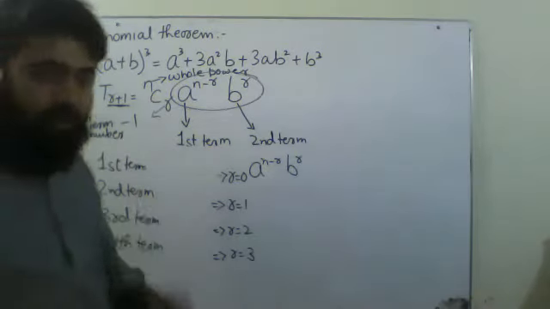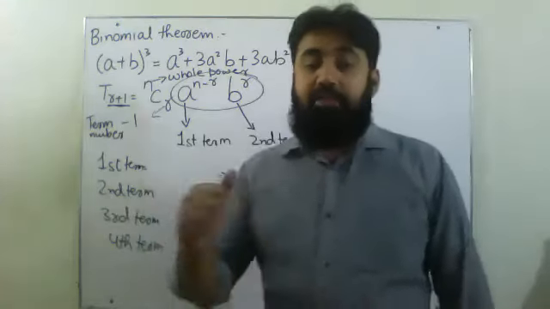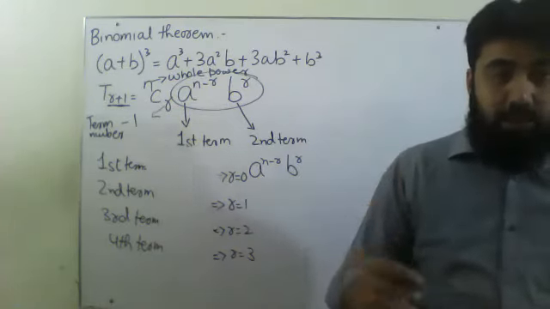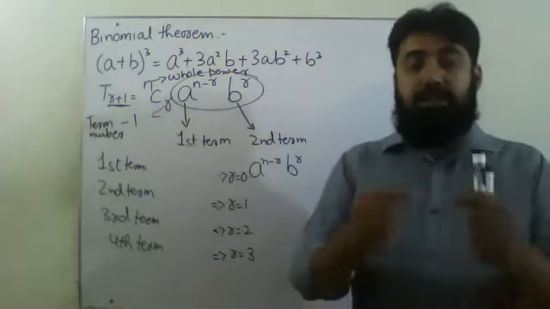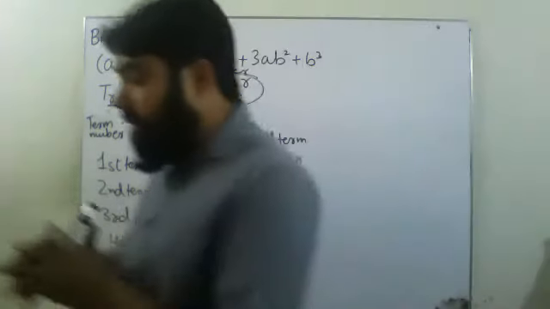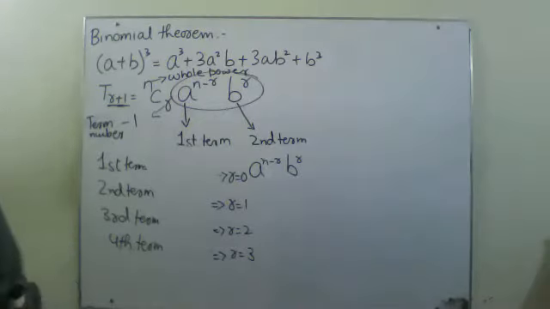R will always be term number minus 1. If it's the fifth term, r will be 4. If it is the 17th term, r will be 16. Always one number lesser than your term number. That will represent your value of r over here. Okay?